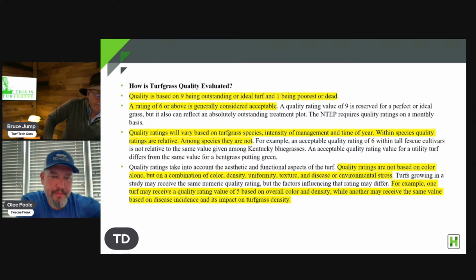Yes, sir. I agree. Quality rating of 9 is for the ideal or perfect grass. 1 is poor or dead. So there's a distinction, right? Quality ratings vary based on turfgrass species and intensive management, time of year. Within species, quality ratings are relative. Only this is critical. Within species, quality ratings are relative. Among species, they are not.